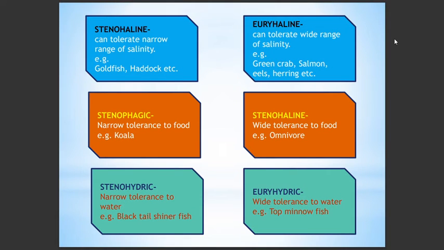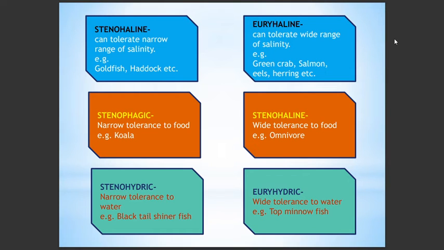Another term we can use is stenohaline, which can tolerate a narrow range of salinity, for example, goldfish, haddock. Euryhaline can tolerate a wide range of salinity like green crab, salmon, eels, herring. Stenophagic can tolerate a narrow range of food, like koala, which feeds upon only eucalyptus leaves. Euryphagic can tolerate a wide range of food, like omnivores.